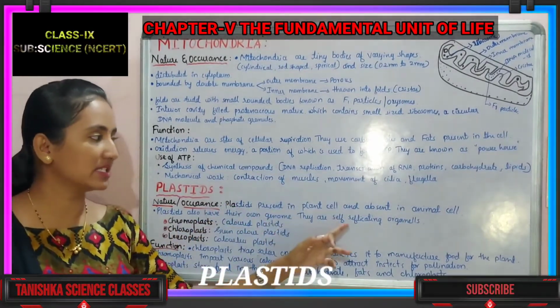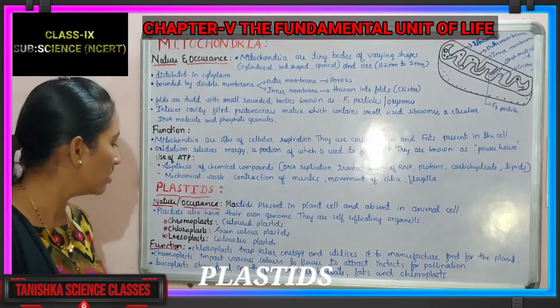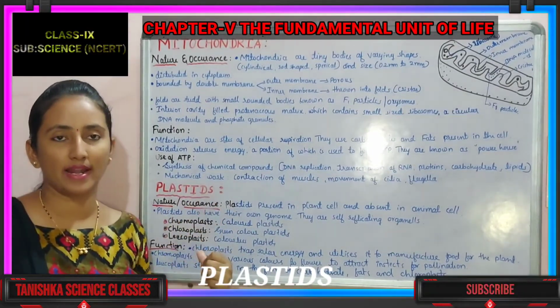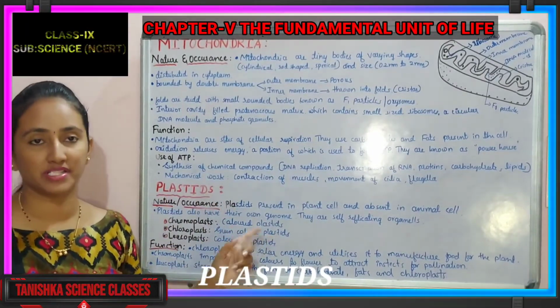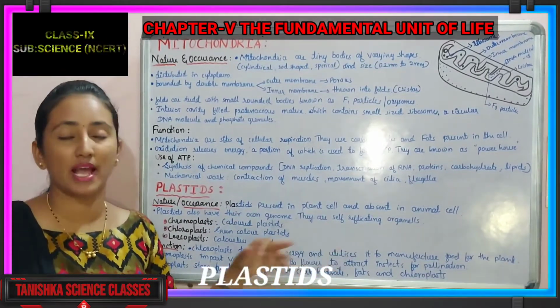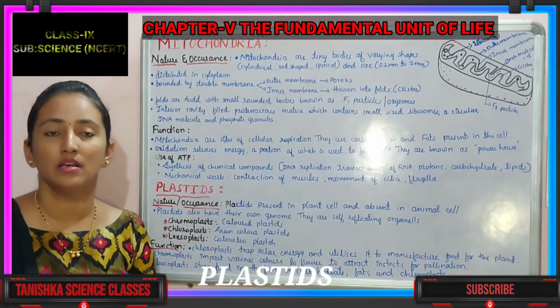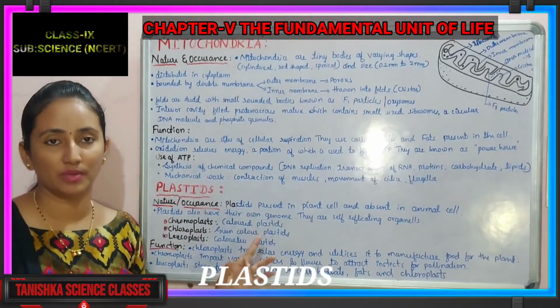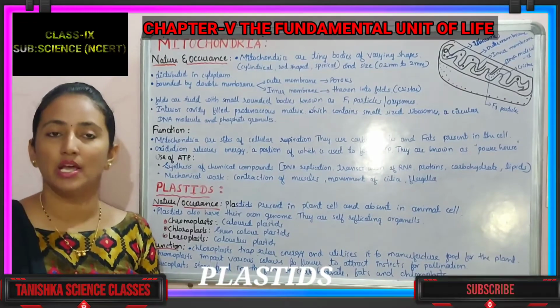Plastids are present in the plant cell and absent in the animal cell. Like the mitochondria, plastids have their own genome, called DNA, which helps in the process of self-replication. So they also have the capacity to divide. What helps in that? The genome DNA helps in the process of replication.